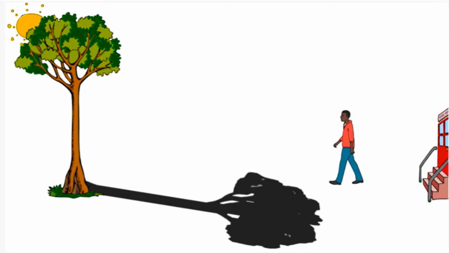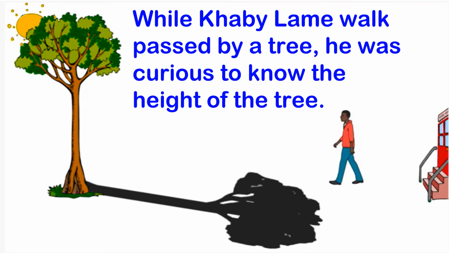Now let us have this mathematics story that I just created. While Kaby Lame walked past a tree, he was curious to know the height of the tree. So you know Kaby Lame, right? He is very famous in TikTok. He got approximately 50 million followers, I think so. So if you want to know about Kaby Lame, just search in Google or YouTube or TikTok, okay?